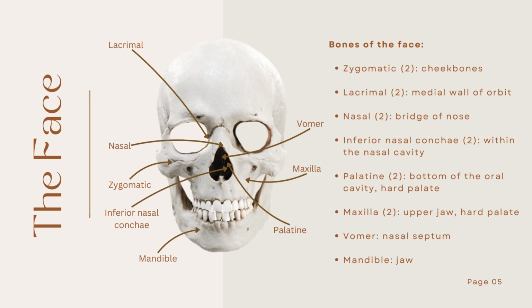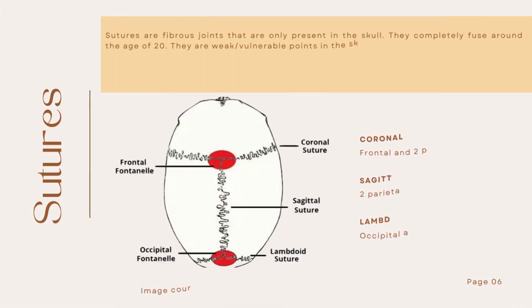The maxilla, again paired, which comprises part of the upper jaw and again contributes to the hard palate. We then have the vomer, which is an unpaired bone, forms the nasal septum. And finally the mandible, again an unpaired bone, which is basically the jaw. And it, as mentioned earlier, articulates with the base of the cranium, and this articulation takes place at the temporomandibular joint. Now we're going to talk about the sutures.